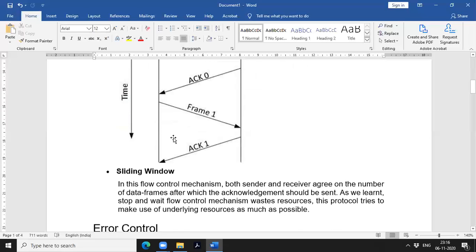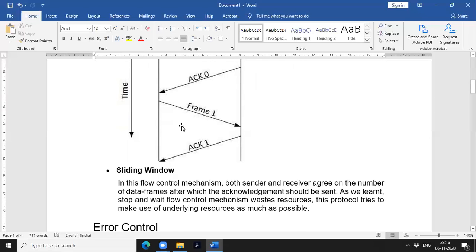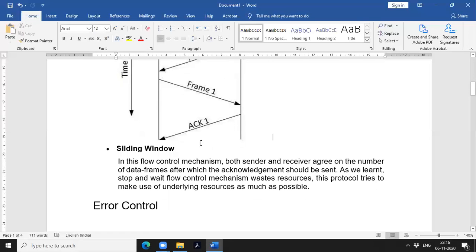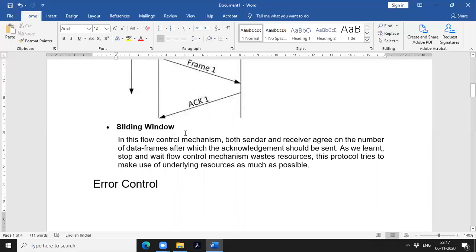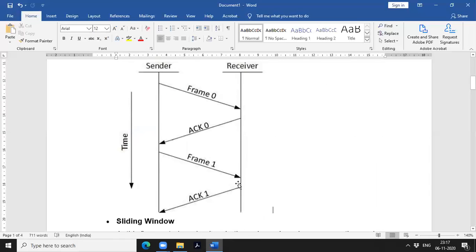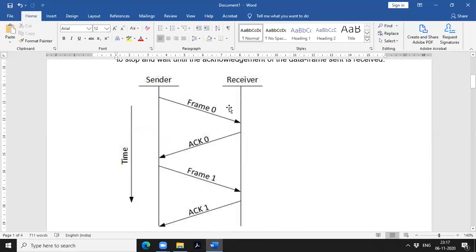For this reason we are moving to a new concept called sliding window, right? In sliding window, the control mechanism has both sender and receiver agree on the number of data frames after which the acknowledgement should be sent. As we learned in stop and wait flow control, this protocol tries to make use of the underlying resources as much as possible. In sliding window, several frames are transmitted from the sender while waiting for a single acknowledgement. Let us see how.